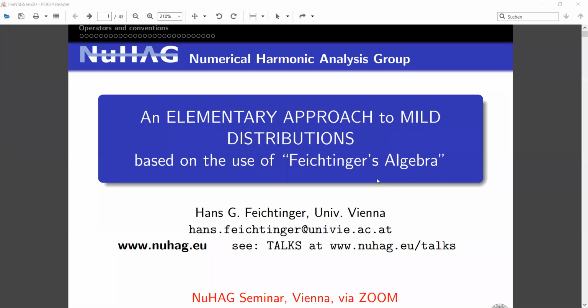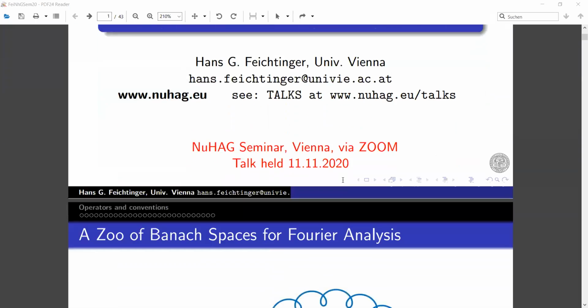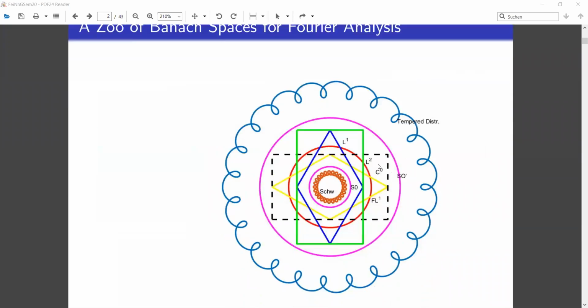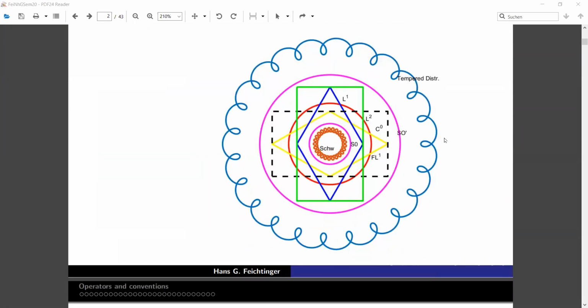So the topic will be, roughly speaking, an elementary approach to what I call, meanwhile, mild distributions. And I will try to explain to you what it is and how to use it. And as my friends are always saying, you have to see my favorite slide. Here it is, right at the beginning.